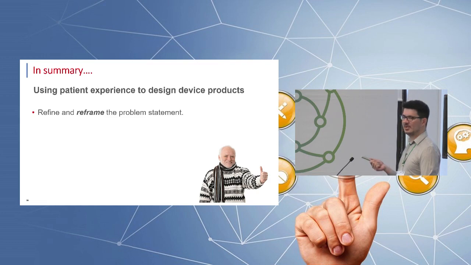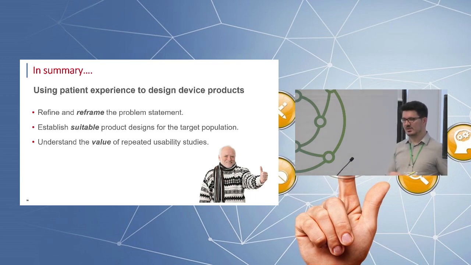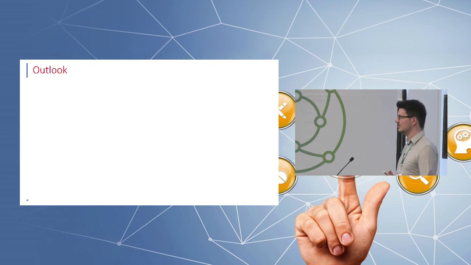So when applying patient-centricity, we can refine and reframe the problem statement. Also for device products, of course, we can establish a suitable drug product design which will meet the target population that we are studying. And we can also understand the value of repeated studies, because if we involve the patient early in the development process, and the patient tries handling or administering the drug product that we are trying to develop, that will give us a lot of knowledge on how to improve and design it.